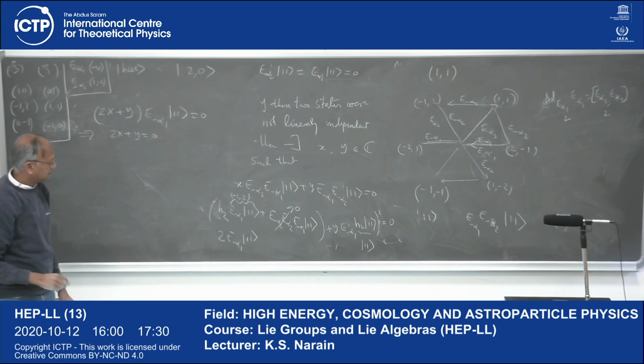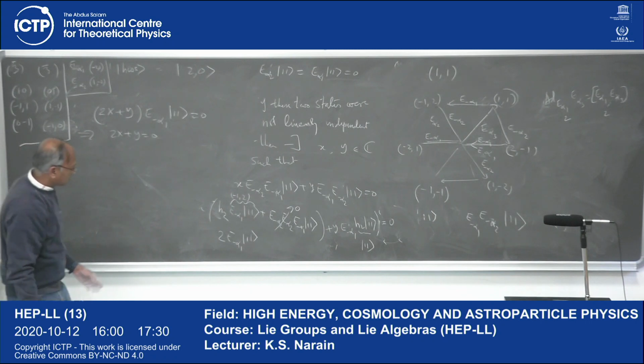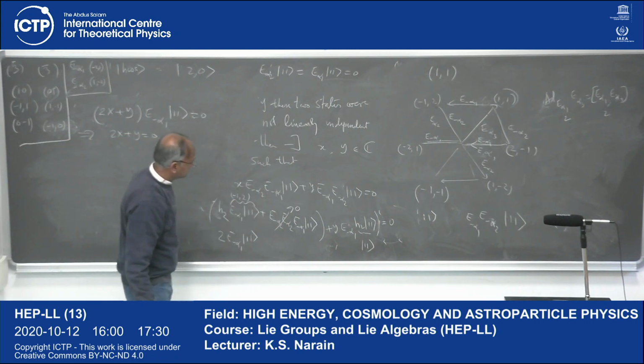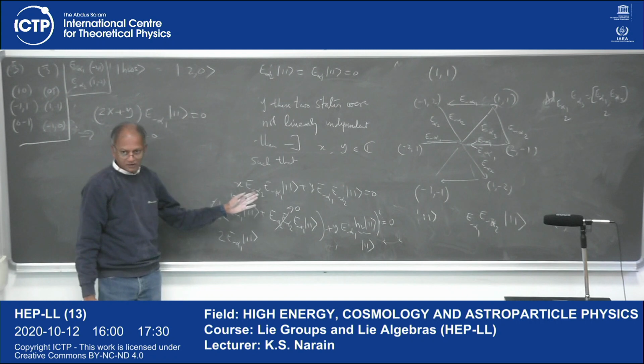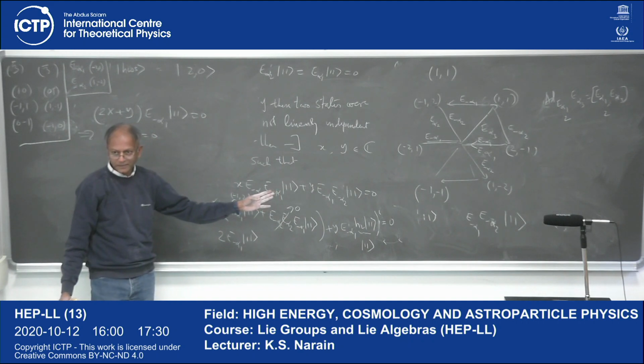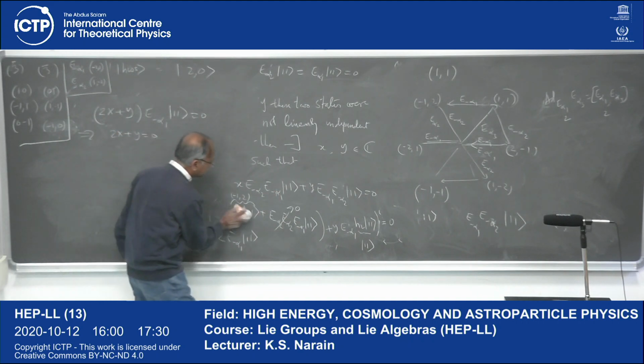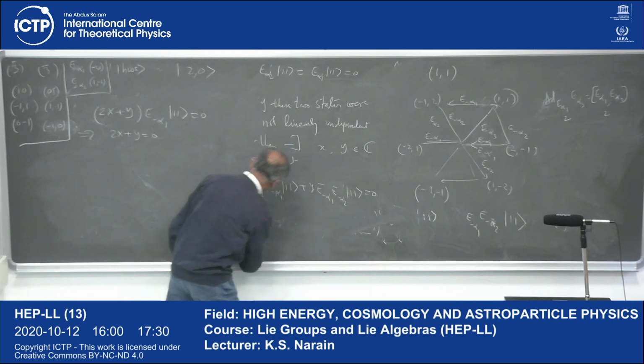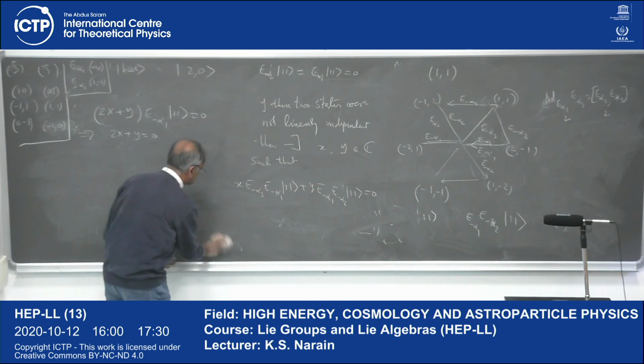Okay, that's one thing. But still we are not done, because we have just applied E_{α2} on this. What if I apply E_{α1} on this? After all, if this is 0, E_{α1} should also give you 0. So now let's apply E_{α1} on this.